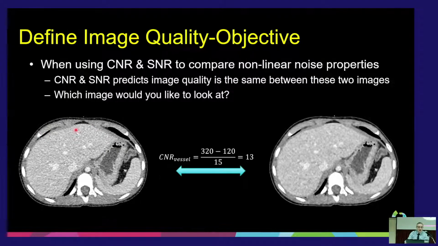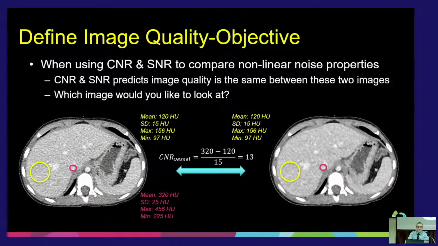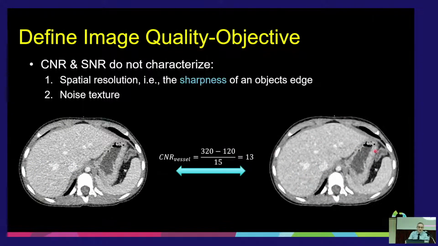Here's one image, filter back projection. Here's another image, iterative reconstruction. Let's go through the same mathematical exercise, and lo and behold, it's the same CNR when we compare the two structures. But are these two images the same? No, they're not. We look at them and you can definitely see this one looks different. And that is because what else has changed? In iterative reconstruction, the way the noise is removed changes its structure, its texture, and it also affects the edges of the boundary edges in our objects or organs.